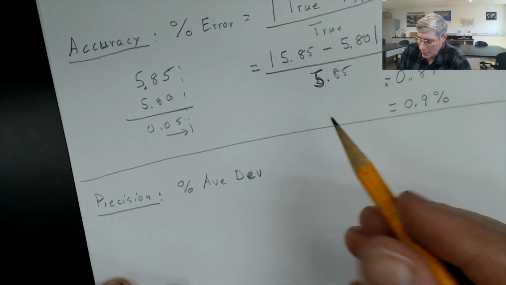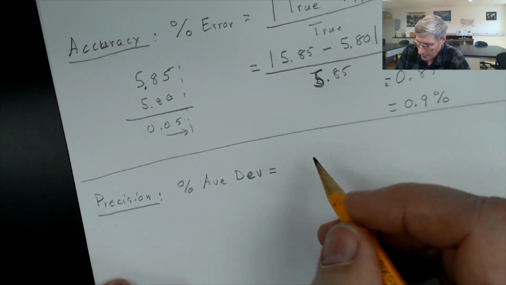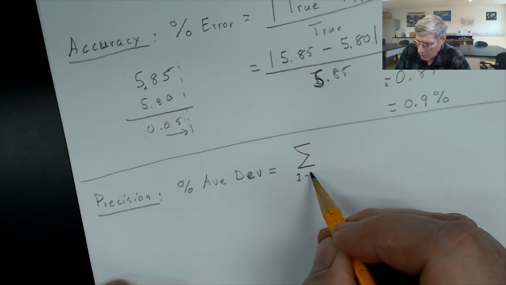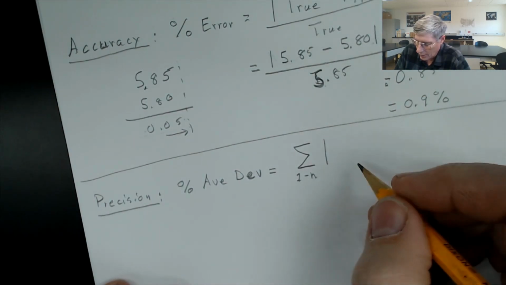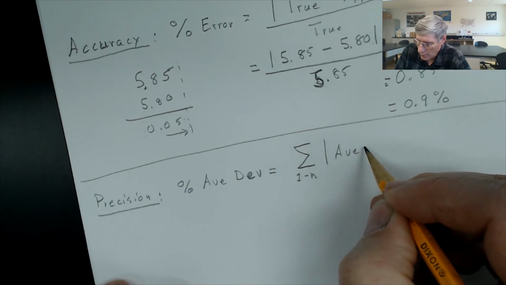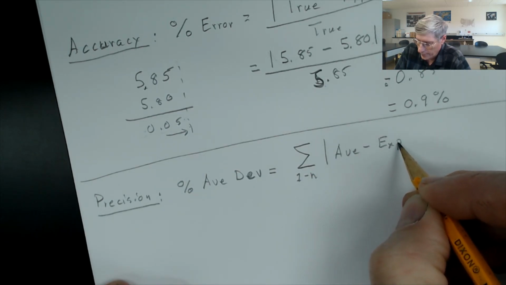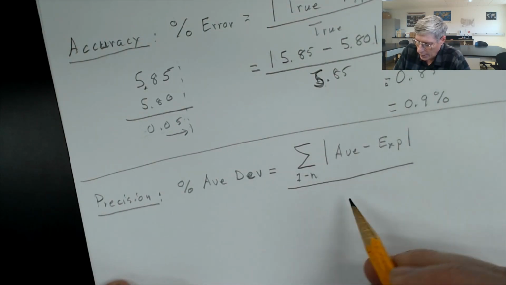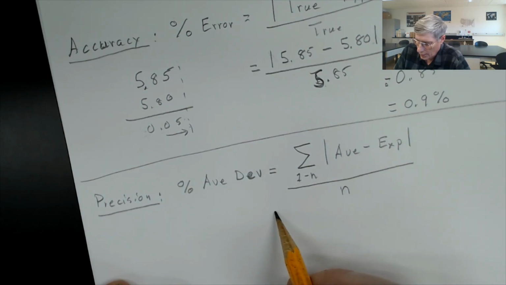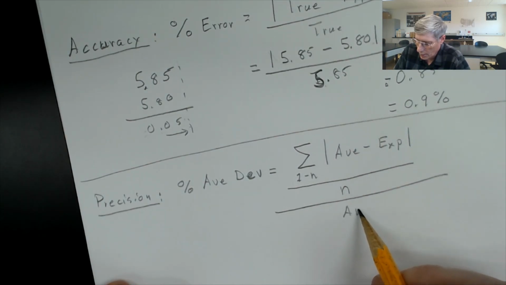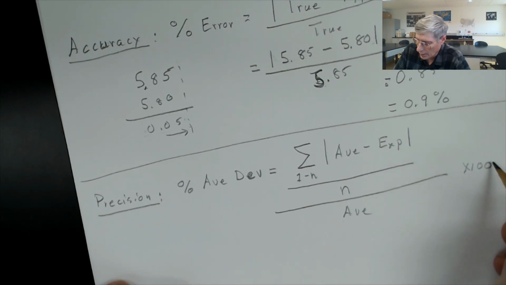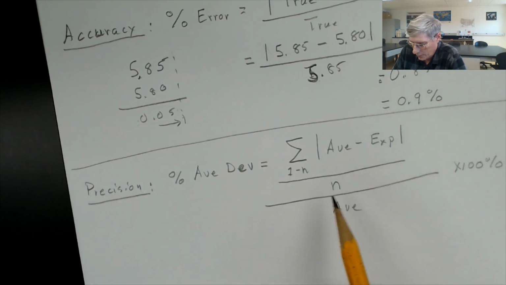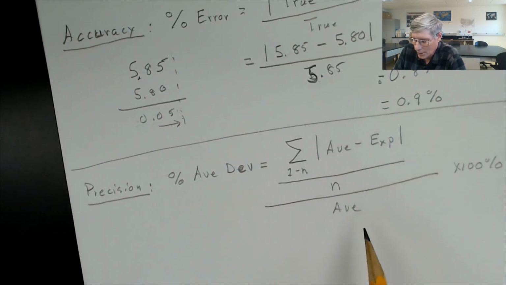The calculation is done by taking the sum from 1 to the number of trials of the absolute value of your average minus the experimental value. So you sum up all of those. Then you divide by the number of trials. Then you divide by the average. And you multiply times 100%. Okay, now that looks like a fairly complicated mathematical equation, but we're going to do it in parts.